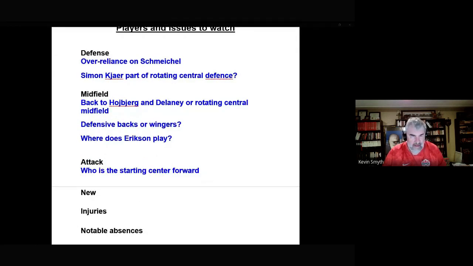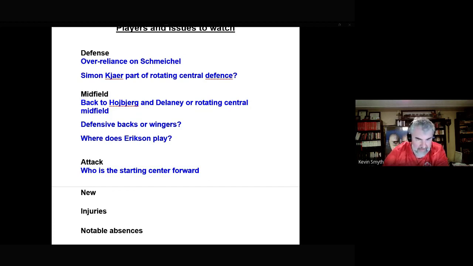So Kasper Dolberg did well in the Euro Cup, but then wasn't used much after that, and they've gone with Cornelius and sometimes Wind. Neither of those have particularly strong scoring records as a centre forward, so I feel like they're kind of still looking for a starting centre forward.